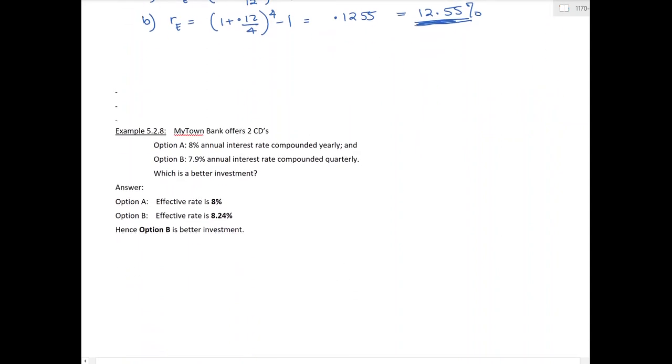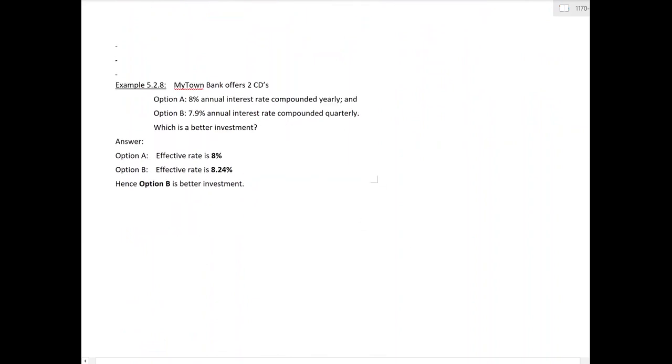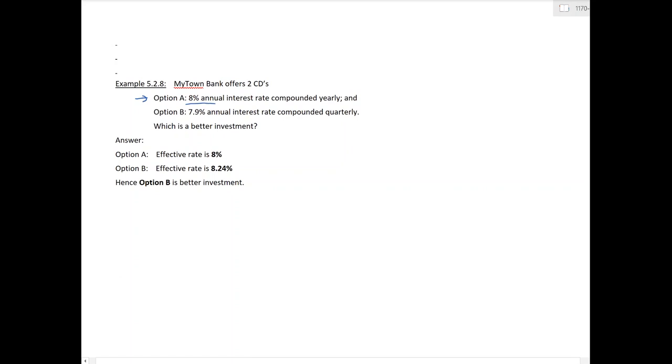For example, in this next and the last example, you have a bank which is offering 2 CDs. So one option is that you have an 8% annual interest rate and it's compounded yearly. The other one is 7.9% and compounded quarterly. So because the compounding is at different rates, it's almost impossible to compare the two. So the approach is to find the effective yield and then compare them.